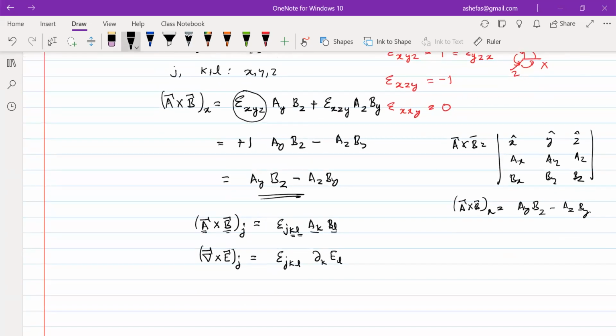So in the case of del cross E, the first vector is del and the second vector is E. So the jth component of del cross E is epsilon JKL, then the kth component of the first vector, that would be dou K, and the lth component of the second vector, that is EL.